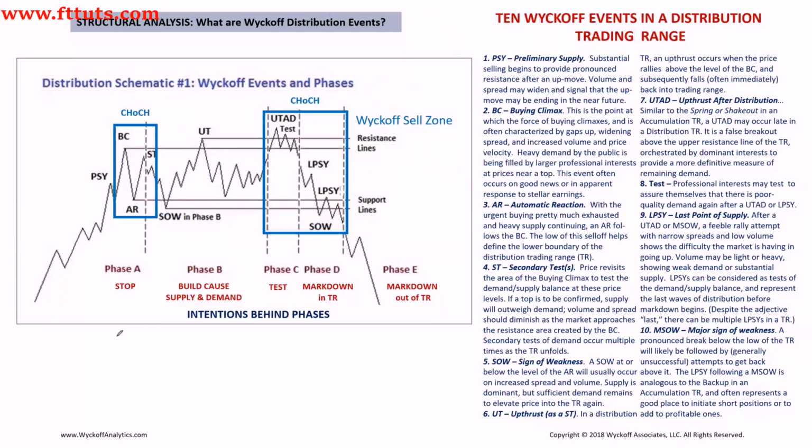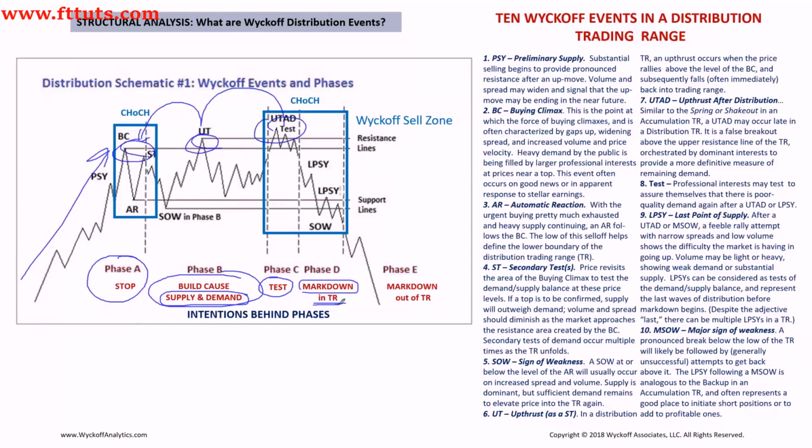Intentions behind phases in distribution are the same as in the accumulation. Phase A, as I mentioned, is a stop in action of the uptrend. Phase B is a cause building, and this phase defines the relationship between supply and demand. Phase C is the final test of the demand at the resistance level. Phase D is the initial markdown within the trading range, whereas phase E is going to be the markdown outside of the trading range.